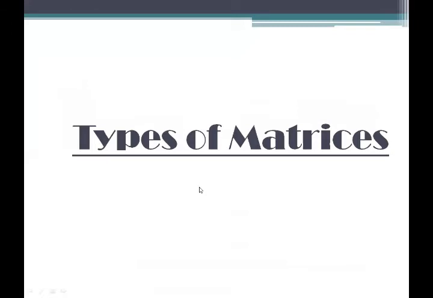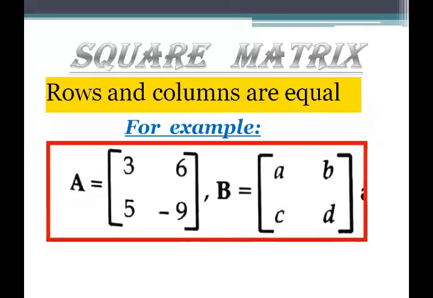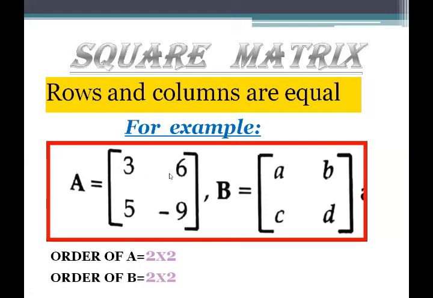Now we will discuss types of matrices. The first type is a square matrix. In a square matrix, row and column are equal, meaning the number of rows and number of columns are equal. Now, an example of a square matrix is if A is equal to 3, 5, 6, 9. What is the order of A, meaning row into column?